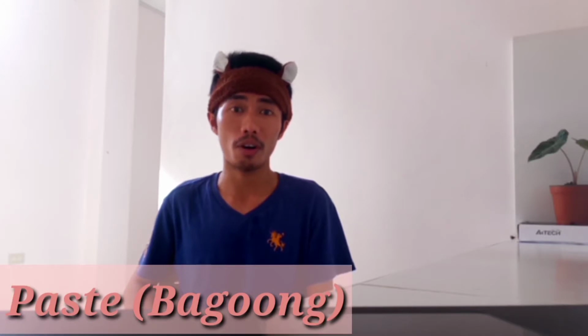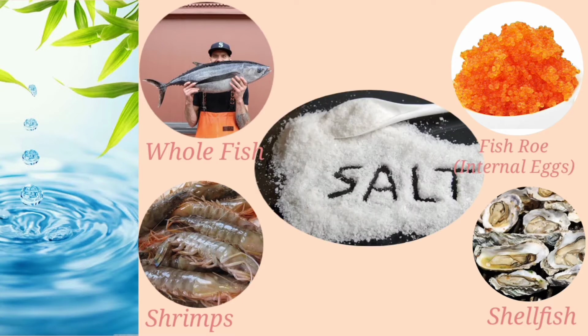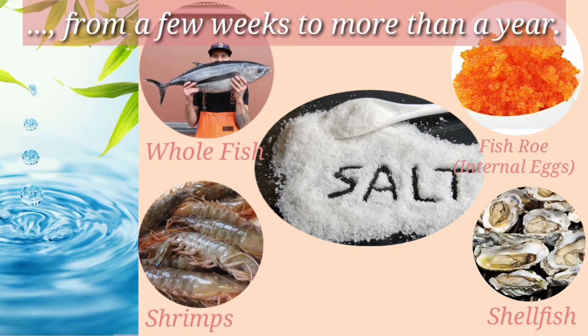First, bagoong or paste. This is made from whole fish, roe, shrimp, or shellfish with salt. The product is fermented for periods varying from a few weeks to more than a year. The characteristics of good quality fish paste or bagoong are as follows.